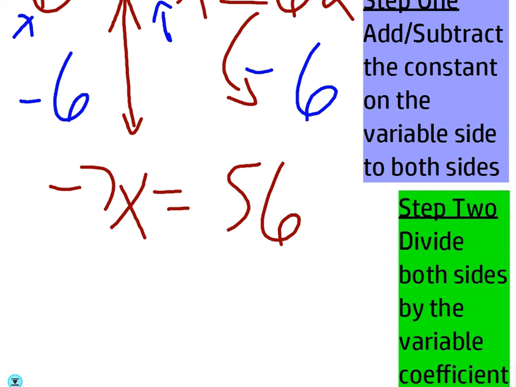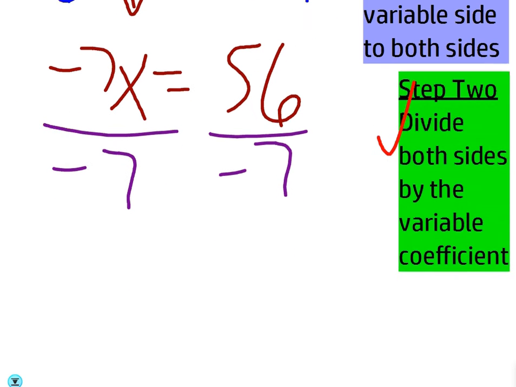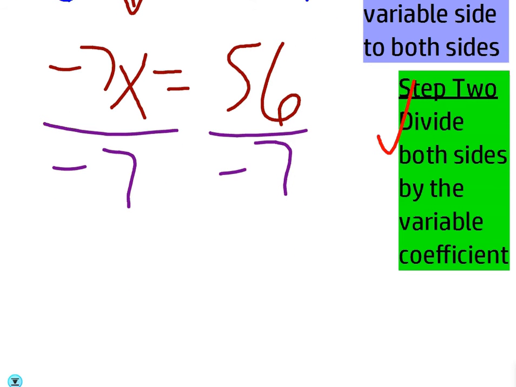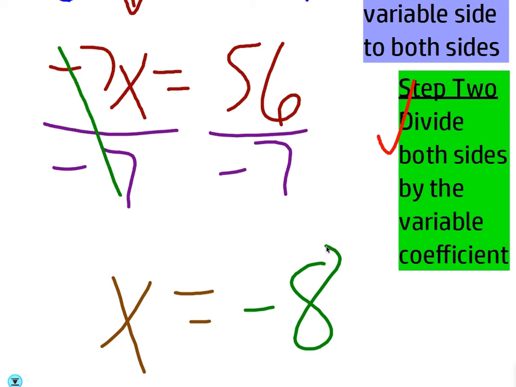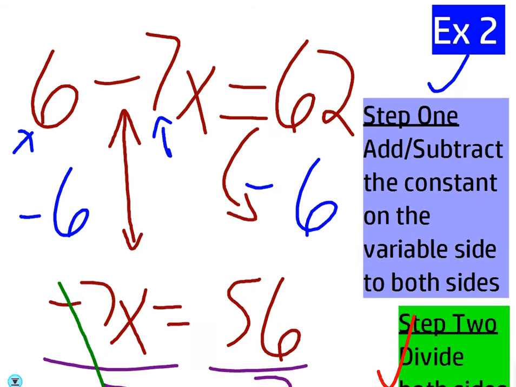And then we're going to divide both sides by the variable coefficient. What would you divide by in this case? Negative 7, good. So you included the negative because it's there. You can't divide by positive 7, because the coefficient is negative. That cancels, and 56 over negative 7 is equal to negative 8. And again, if we wanted to, we could take that number, plug it back in. We would get 6 minus a negative 7 times 8, which is 6 plus 56, which gives you 62.